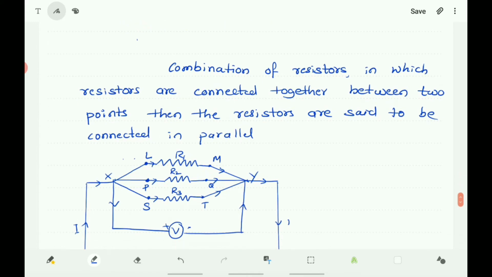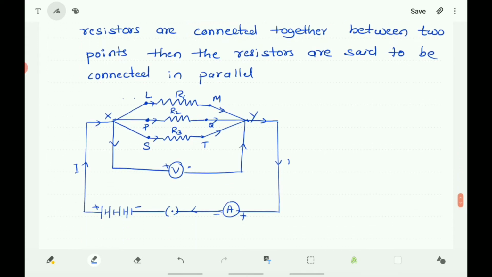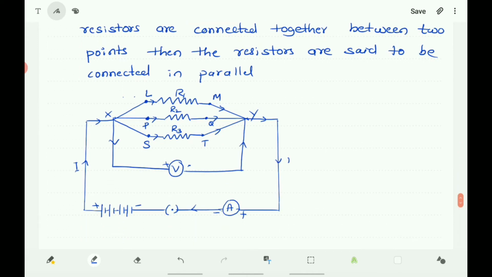In a combination of resistors in which the resistors are connected together between 2 points, the resistors are said to be connected in parallel. See here, the three resistors R1, R2 and R3 are connected between the 2 points X and Y, and this combination is called the parallel combination of the resistors. The resistors are in parallel here.